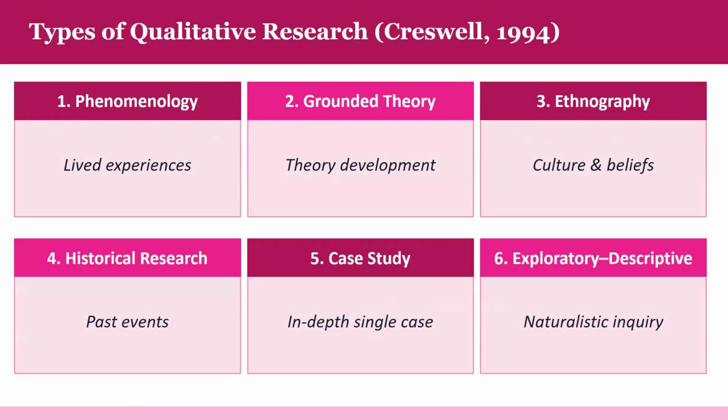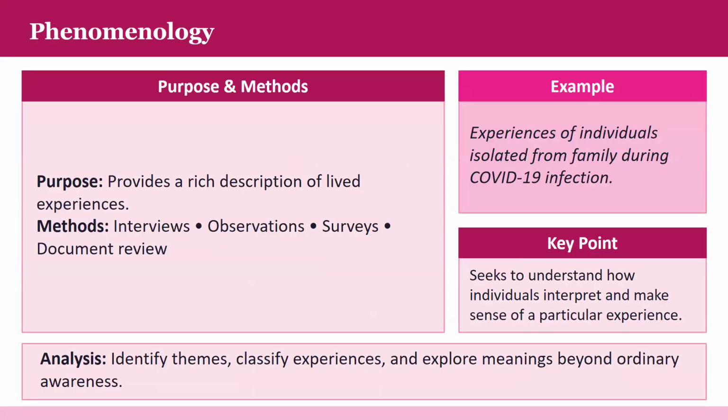So the types of qualitative research can be phenomenology, which is the lived experiences, grounded theory, where we develop the theories, ethnography, which is based on the culture and beliefs, historical research, based on the past events, case study, which provides in-depth single case description, and exploratory or descriptive, which is naturalistic inquiry. We will go through the detail now.